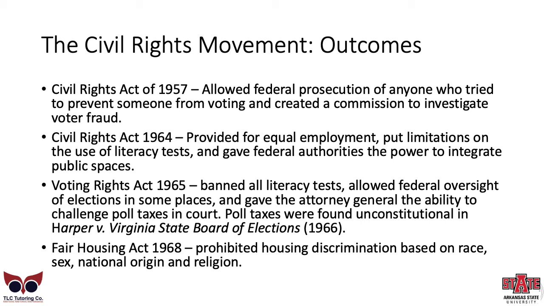The Voting Rights Act of 1965 banned all literacy tests, allowed federal oversight of elections in some places, and gave the Attorney General the ability to challenge poll taxes in court. Poll taxes were found unconstitutional in Harper v. Virginia State Board of Elections, 1966. The Fair Housing Act of 1968 prohibited housing discrimination based on race, sex, national origin, and religion.